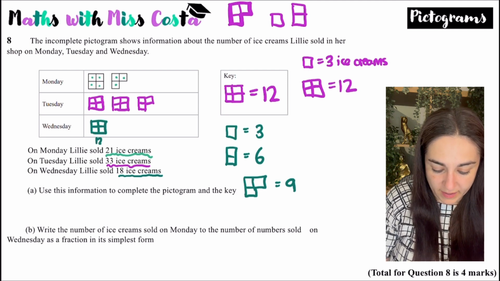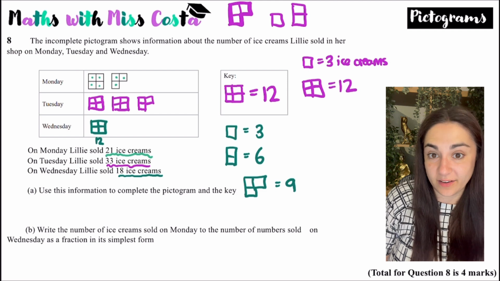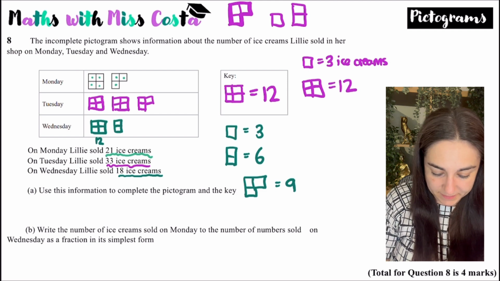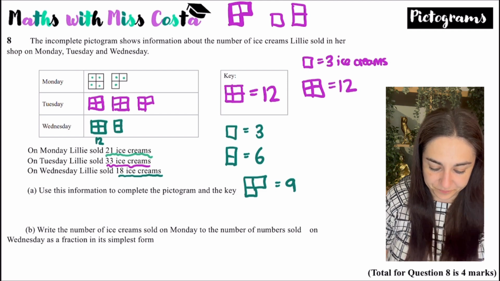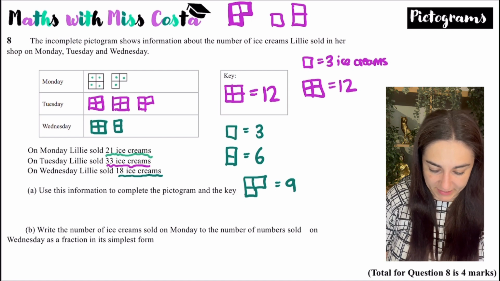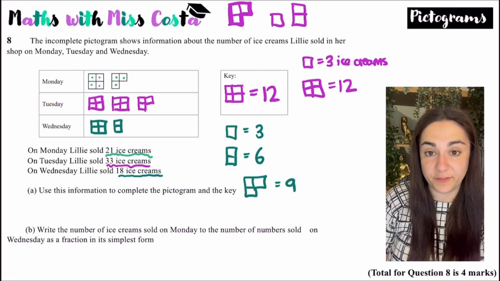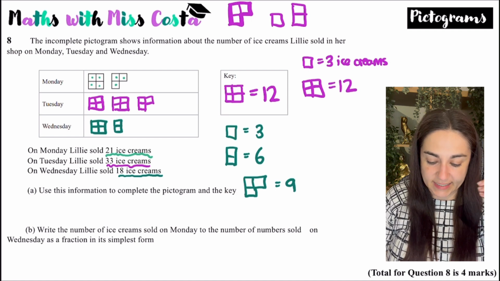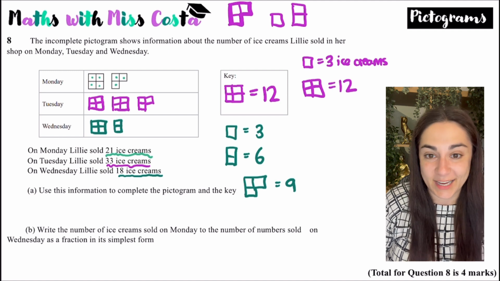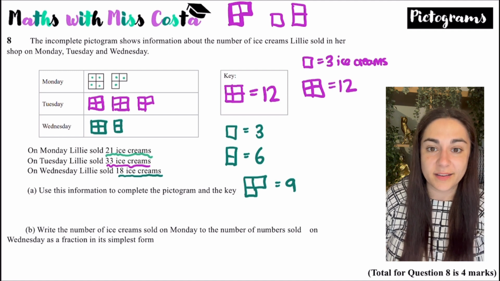So I draw my first square, and that's 12. And I know to get to 18, I need another 6. So that's going to be half a square. So that gets me 18, and that has me finishing the pictogram and the key. The key is very important because that tells you how much each picture is worth.